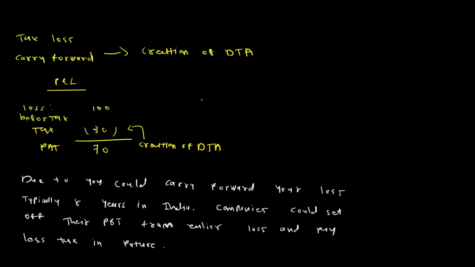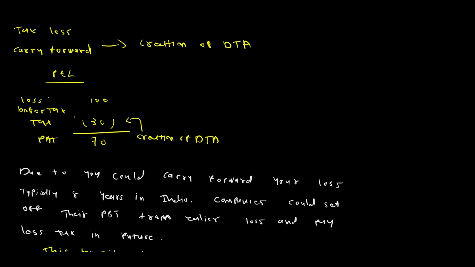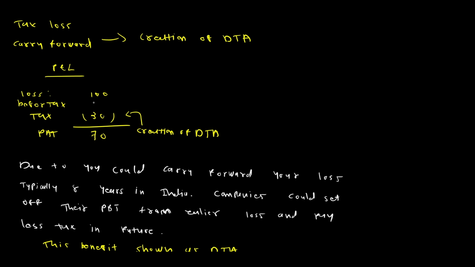Now let's discuss tax loss carry forward, which will create a DTA. For example, I have a loss of 100. I can set off that loss in a future period when I become profitable, so I will get the benefit of setting off this loss against future profit and paying less tax. So this would be my benefit. So I will create the DTA.